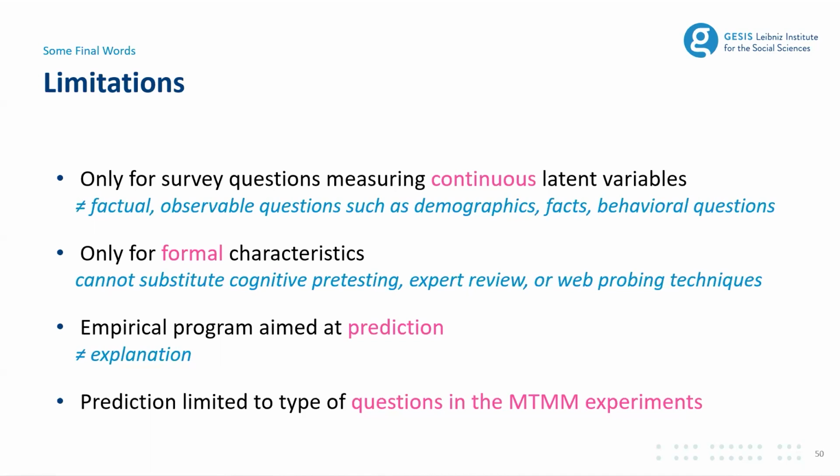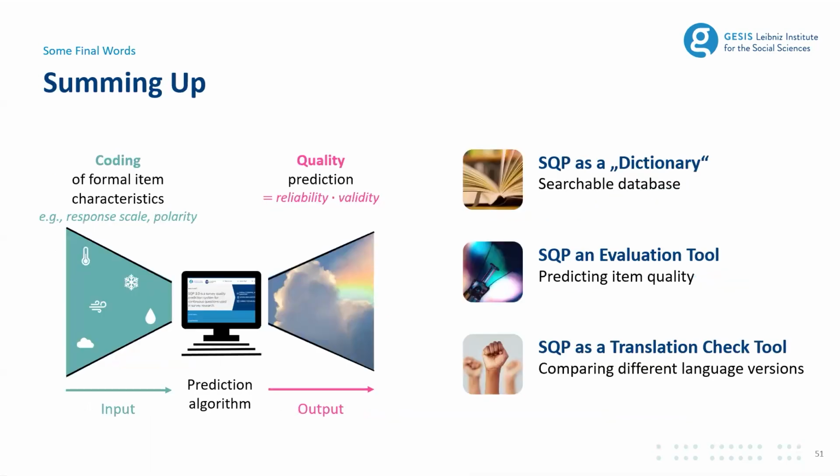It can also not substitute any cognitive pretesting, or expert review or web probing techniques. So please use those. This is really only for formal characteristics. It's also an empirical program aimed at prediction and not explanation. And it's limited to the type of questions that were part of these MTMM experiments. Summing up, you input basically your question and the codings. The prediction algorithm then gives you as an output the quality prediction.